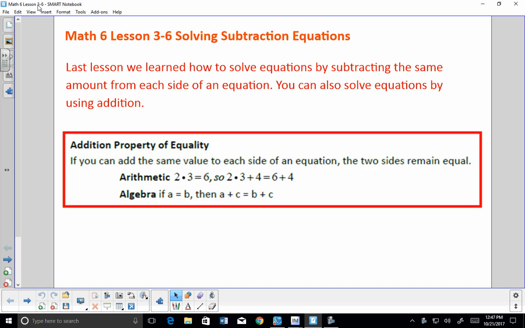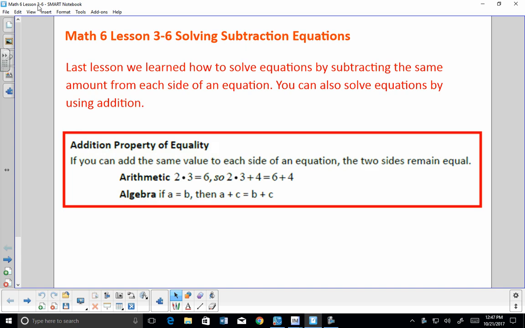Remember the teeter-totter and how we need to keep it balanced. If we subtract the same number from each side, we will keep our equation balanced, just as if we add the same number to each side of our equation, we will keep the teeter-totter balanced. If you add the same value to each side of an equation, the two sides will remain equal.